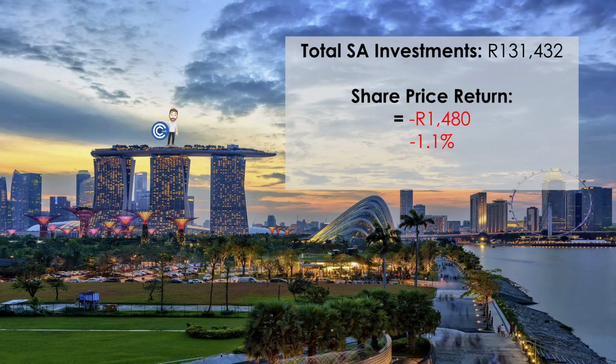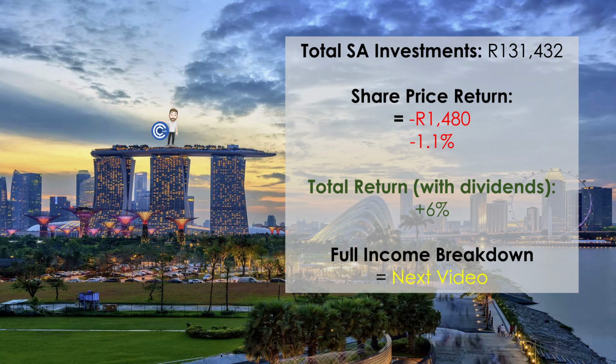But if you include the dividends, which you do to calculate total return, then it brings the total return to a positive of 6% profit. But that's for the next video, where we break down all of the income we have made on EasyEquities this year, so look out for that one next week.